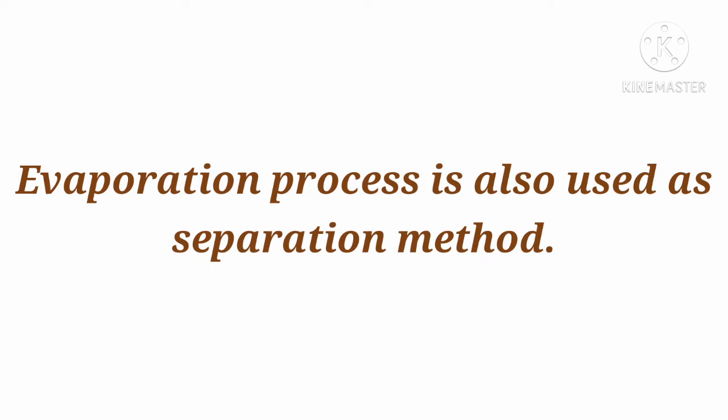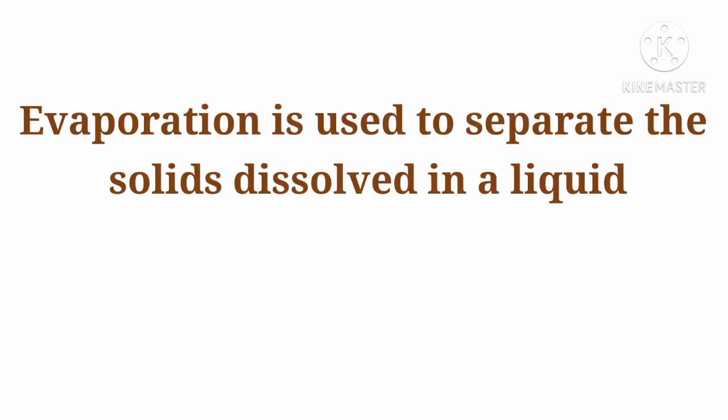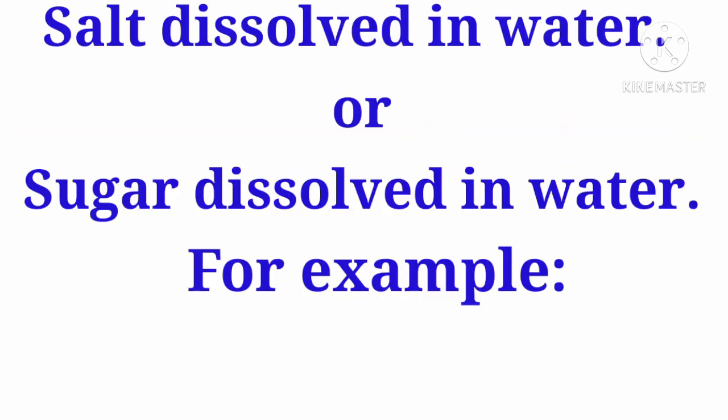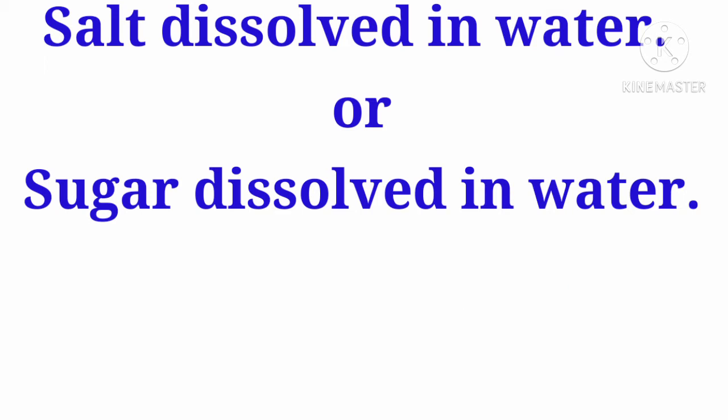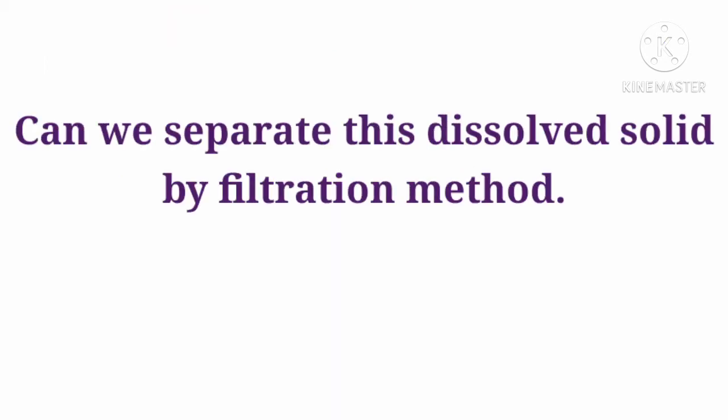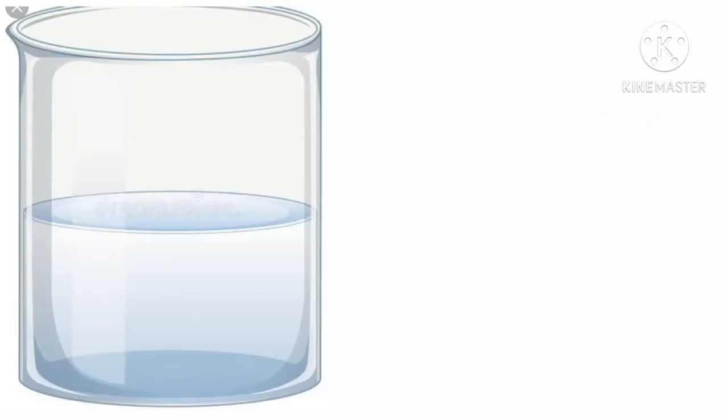Children, evaporation process is also used as separation method. Evaporation is used to separate the solids dissolved in a liquid. For example, salt dissolved in water or sugar dissolved in water. Children, can we separate this dissolved solid by filtration method? No, right? Yes. Okay, children.